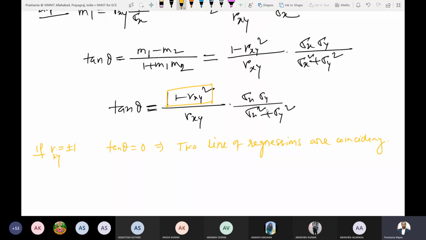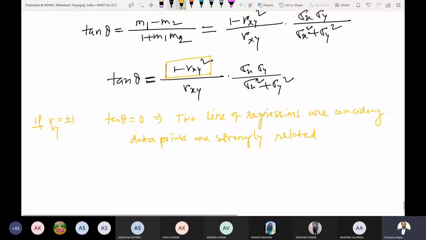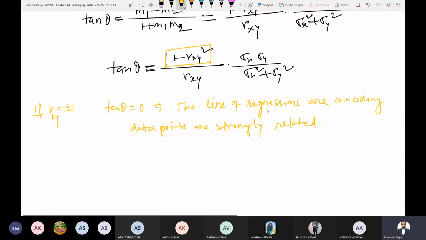That is why you got only one line. Okay. So the data points are strongly related. And actually today I am planning to finish the lecture, there is nothing else. So what will happen if rxy is 0?